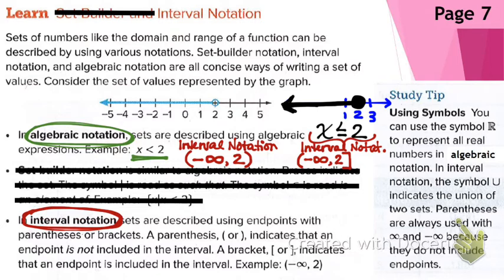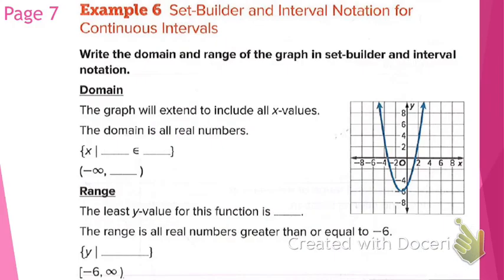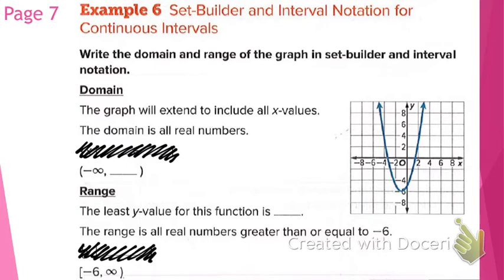We're going to look down at the bottom of this page. There's a graph there. We're going to determine the domain and the range. We're going to write this in inequality notation, algebraic notation, and we're going to write this in interval notation. And I'm going to start by getting rid of the set builder notation. We're not doing the set builder. So we can just cross that out right now.